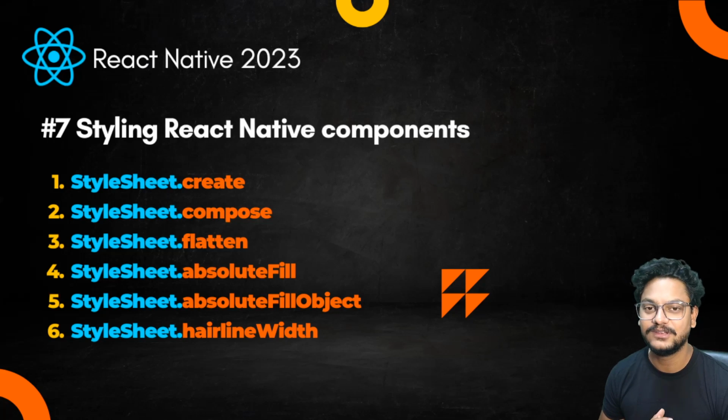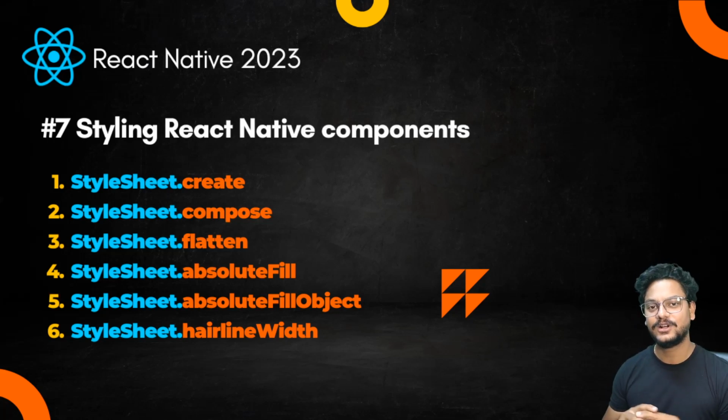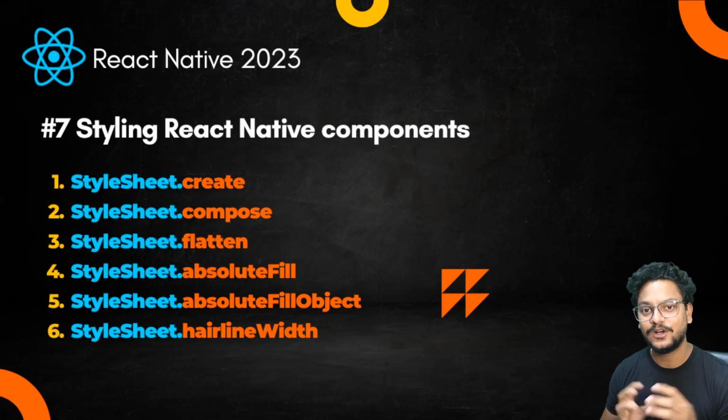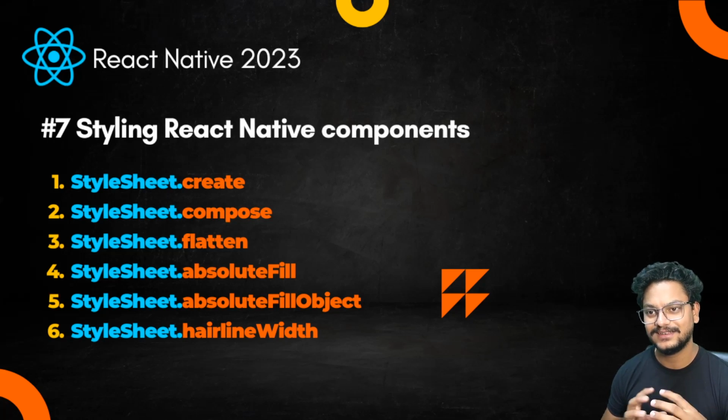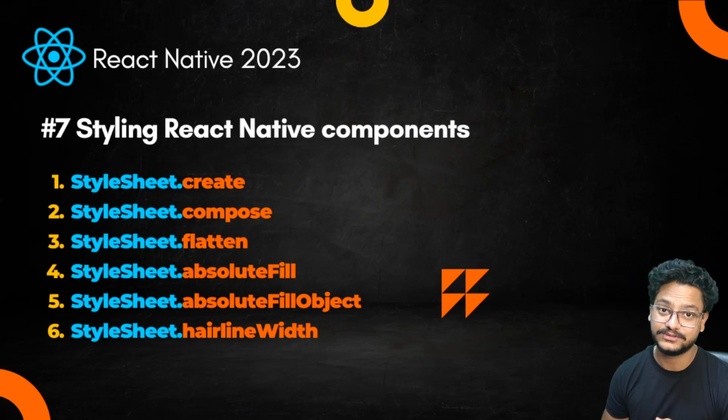So this video we will be covering styles, right? How we can style our components, and how we can use style sheet to do that in a better way. I will be covering most of the topics related to style sheets, which you can see over the screen: create, compose, flatten, and some more reusable components provided by stylesheet, which are absolute fill, absolute fill object, and hairline width. These are not much usable, but definitely, because it is in the documentation, I will explain why and how we use these, right?